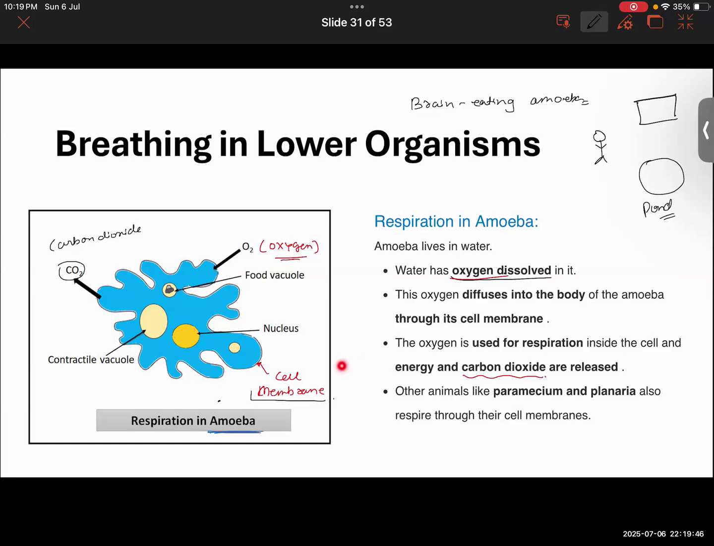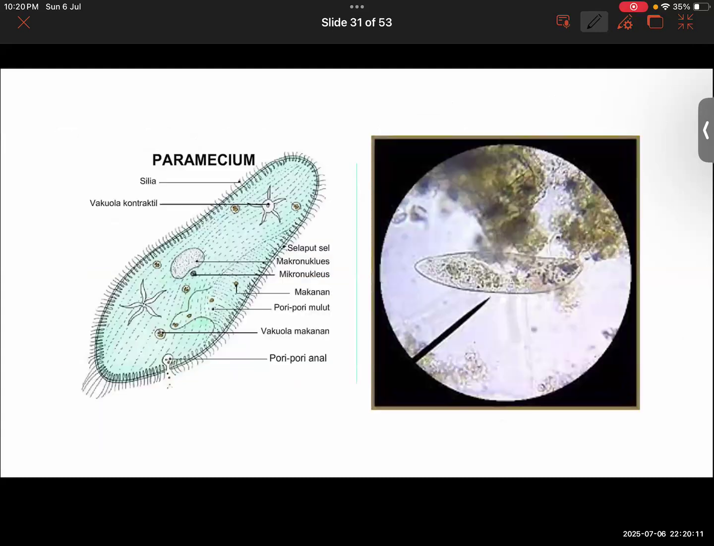So through its cell membrane, it will get rid of carbon dioxide, which is a waste material. Then there are some other unicellular organisms that will be doing respiration in the following manner. They will just take in oxygen from the surroundings, like from the water, and they'll be releasing carbon dioxide gas.